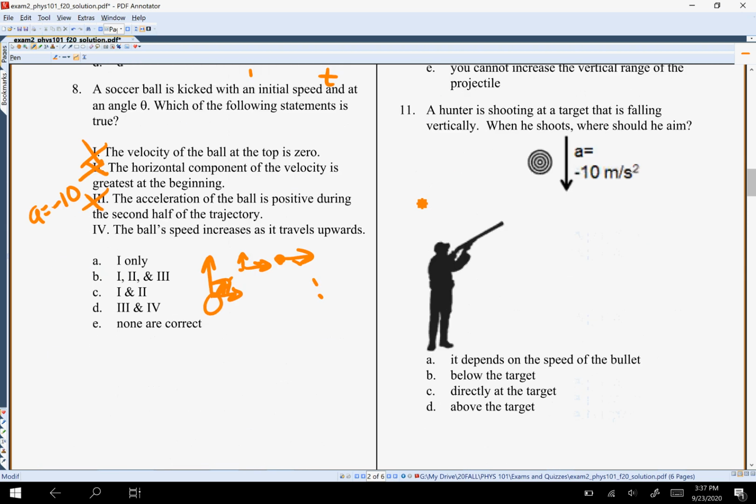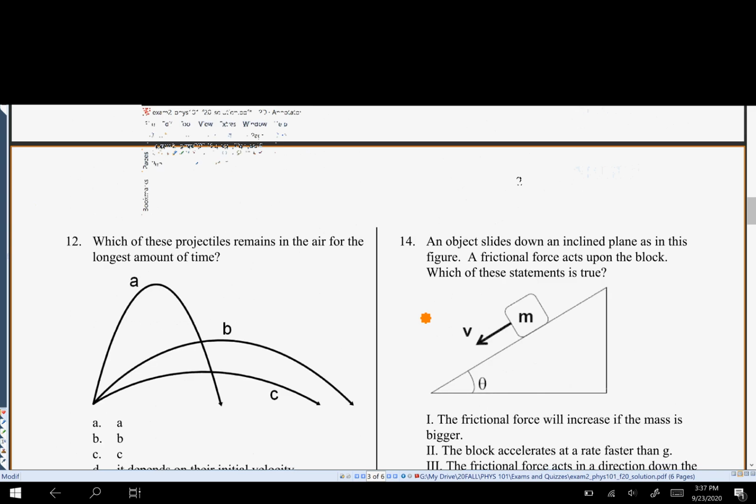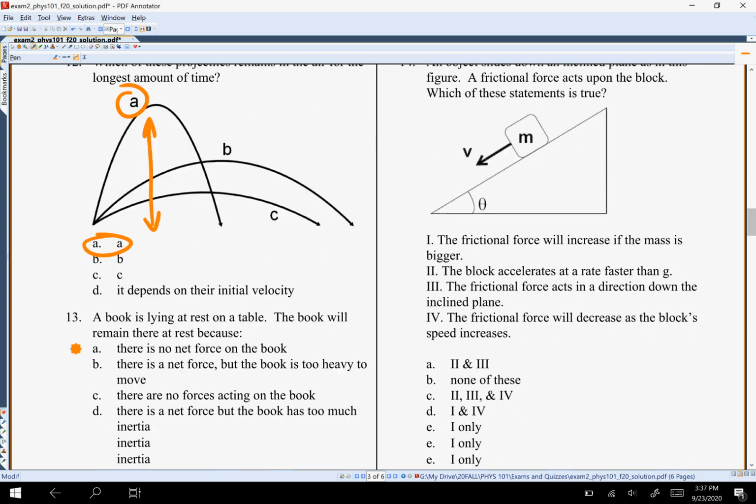All right, a hunter is shooting at a target that is falling vertically. When he shoots, he should aim actually straight at the target, and then as the target falls, the bullet from his gun will also fall, and they will meet at that point. So you should aim directly at the target. Which of these projectiles remains in the air for the longest amount of time? It's the one with the maximum vertical distance, so A is the right answer.